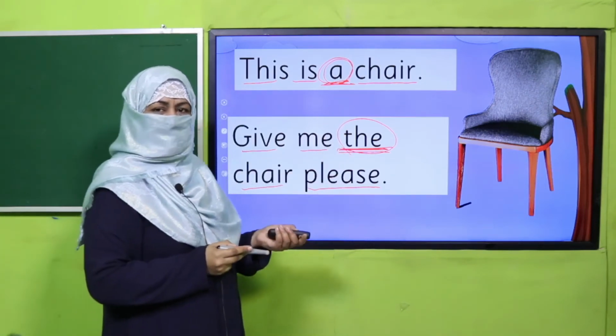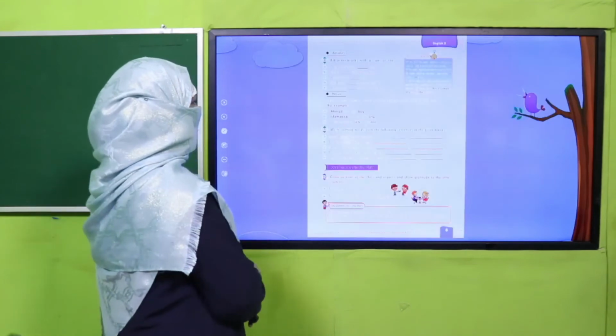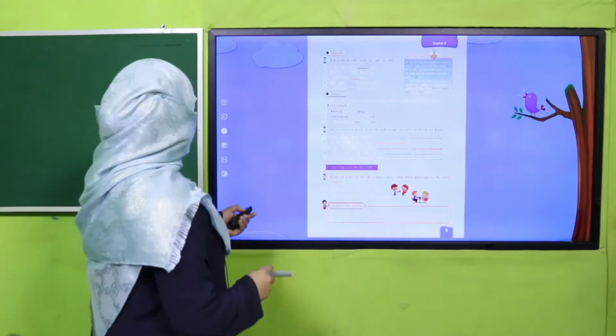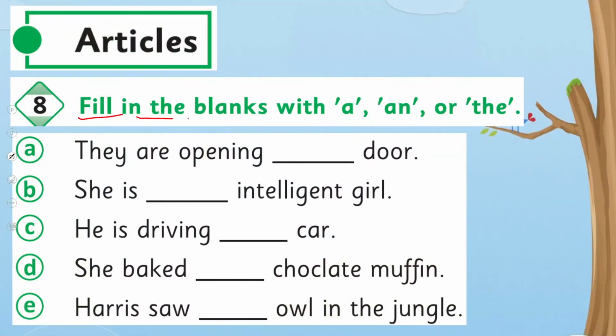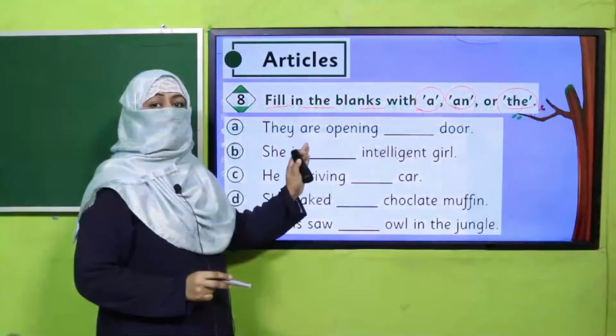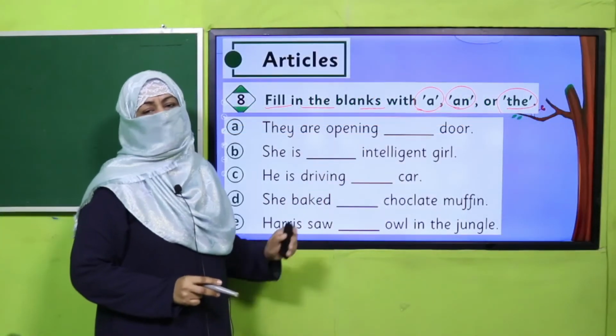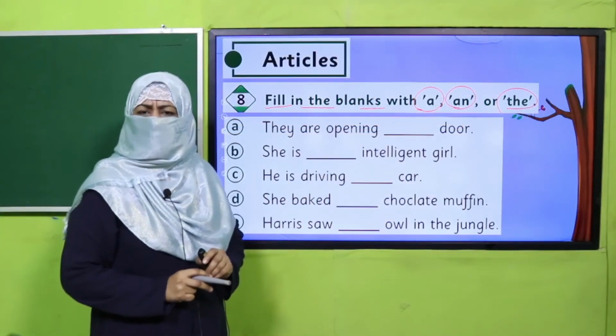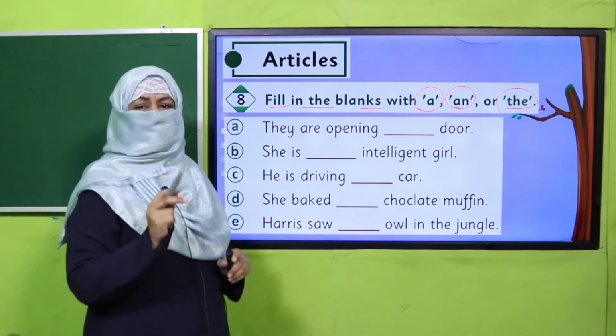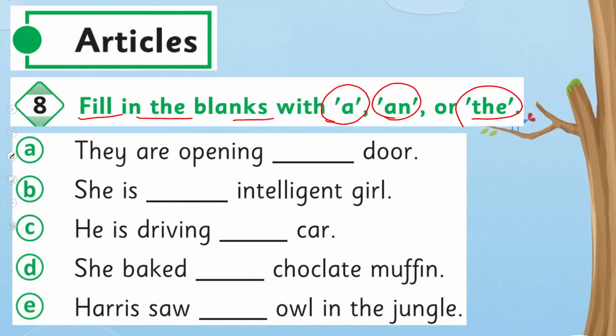Do you understand the difference? Okay, that's good. Now let's practice this from your book. Fill in the blanks with a, an, or the. You will keep reading these sentences and keep putting the appropriate article to complete the sentence. So all of you pause the video, complete this exercise in your book.